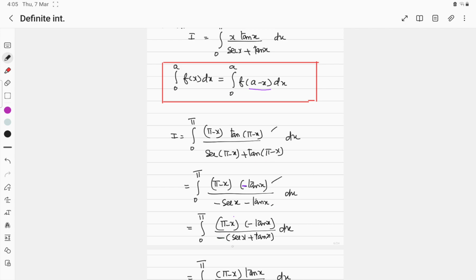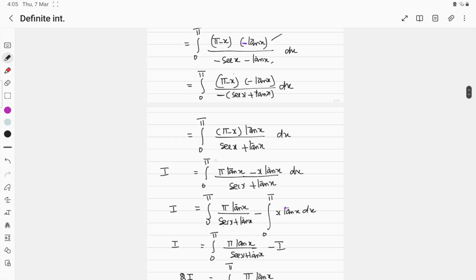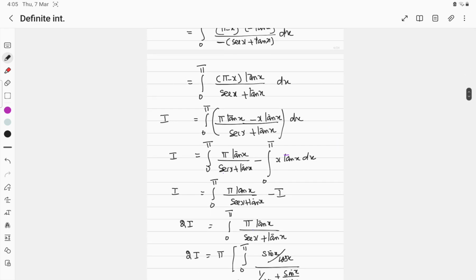Taking minus common in the denominator and cancelling, we get integral 0 to pi of (pi minus x) tan x by (secant x plus tan x). Then we split it into two parts: integral 0 to pi of pi tan x by secant x plus tan x, minus integral 0 to pi of x tan x by secant x plus tan x.